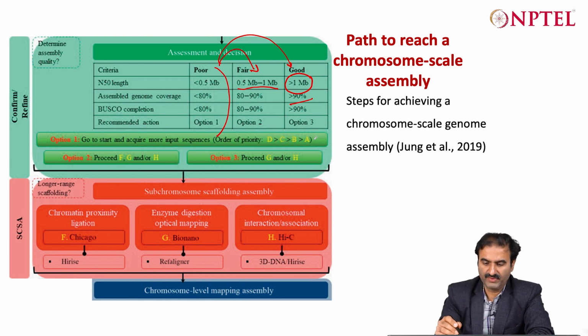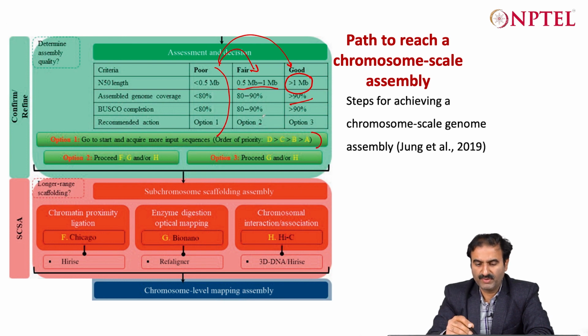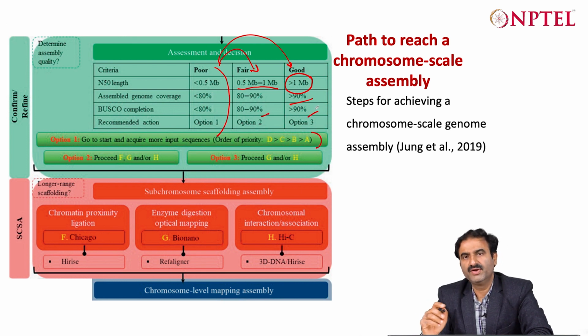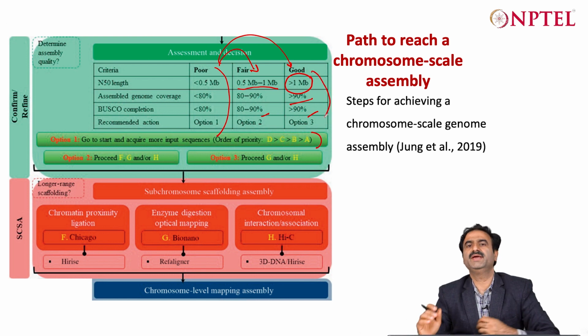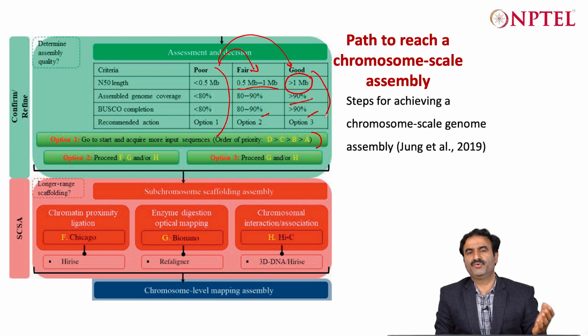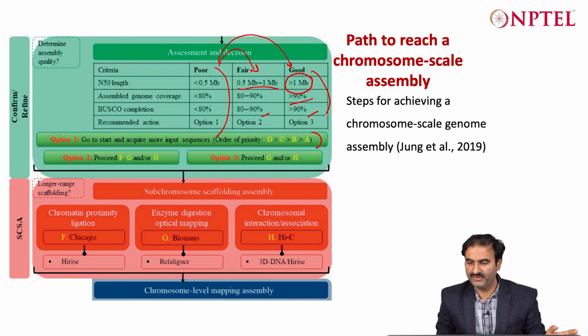Okay, so which is depicted here. Then the BUSCO completion, again more than 90%, that means you could cover more than 90% of the single copy ortholog genes in your genome. So BUSCO is a very important metric for that, and again more than 90% is better. So with these three parameters, you will decide that you have a good quality assembly, which you can now proceed with for chromosome level assembly using Hi-C.